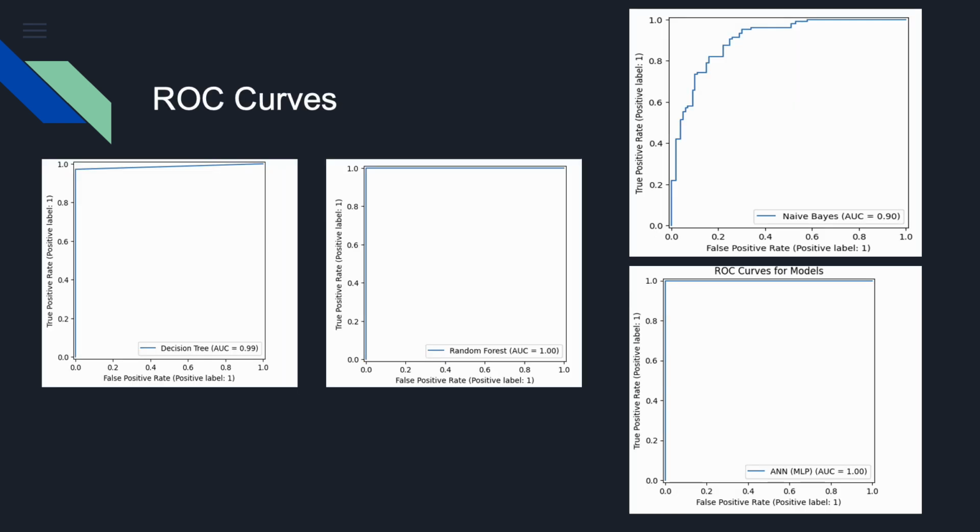ROC curves. In this slide, we will discuss the ROC curves for all four models. Random forest and the artificial neural network both achieved an AUC of 1, which indicates perfect classification performance. The decision tree was also very strong with an AUC of 0.99, while naive Bayes was weaker at 0.90. Overall, these results confirm that the random forest and artificial neural network are the top performing models.